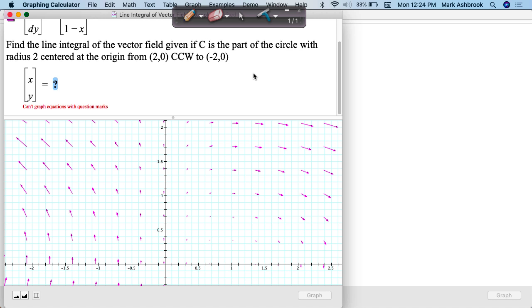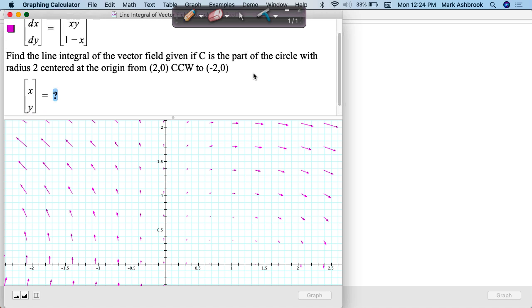Okay, I'm going to take attendance. This is for you to work on. So we have to parameterize the curve and then set up the line integral in terms of t, and we're expecting a negative result.